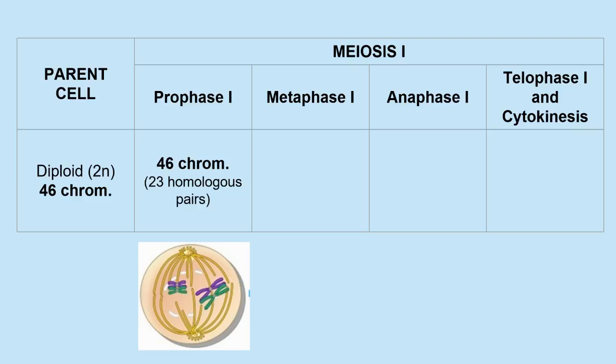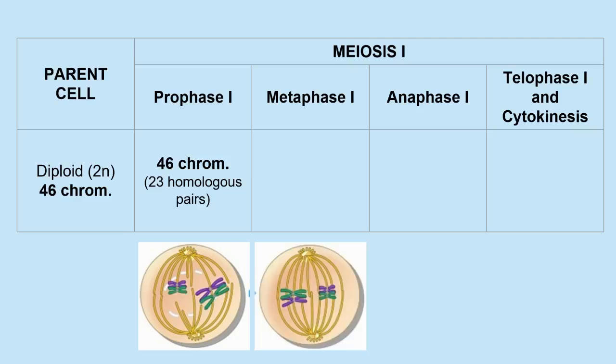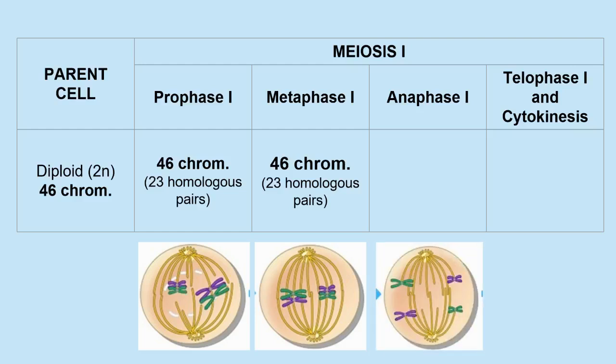In Metaphase I of Meiosis I, inalign lang naman po siya in the metaphase plate. So it is still 46 chromosomes or 23 homologous pairs. But in Anaphase I, as you can see po, hiniwalay na po siya into different poles. Pero ano po ba ang bilang pa rin ng chromosomes po natin?